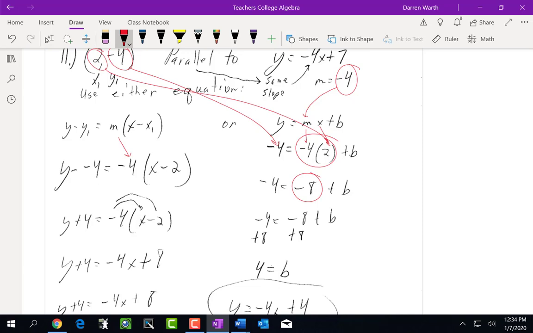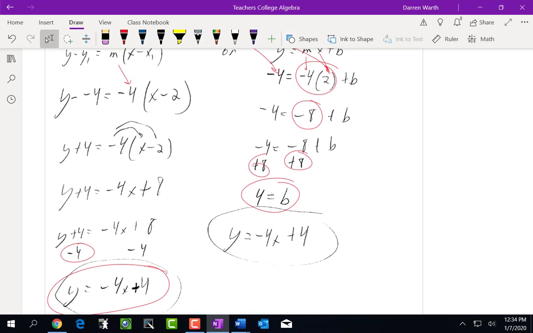And then you're going to go ahead and add 8 to both sides and get 4 equals your y-intercept. Now I just go ahead and substitute those numbers in. And there you have your equation.